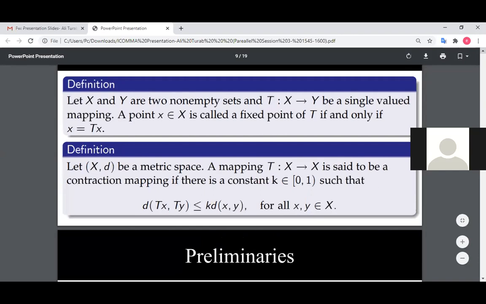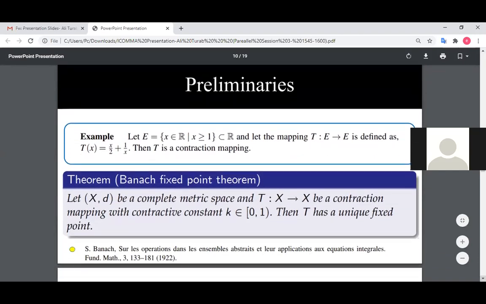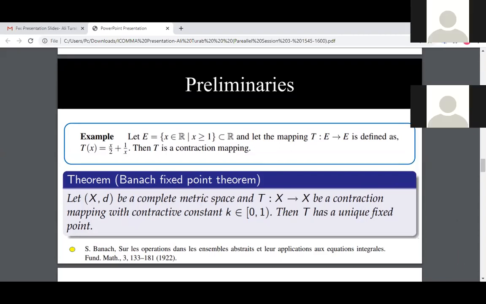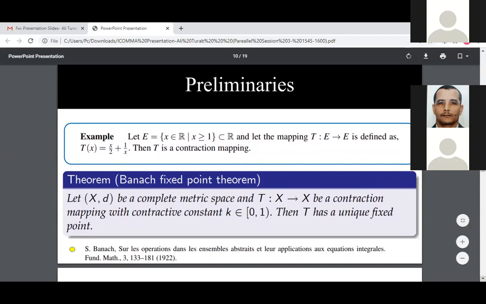The main theorem is the Banach fixed point theorem. This is our technique in fixed point theory. In metric fixed point theory, this result is the most useful because of its applications. It says that if we have a complete metric space and a self-mapping satisfying the contraction condition with a contractive coefficient strictly less than 1, then T has a unique fixed point. It means that we have a unique solution.